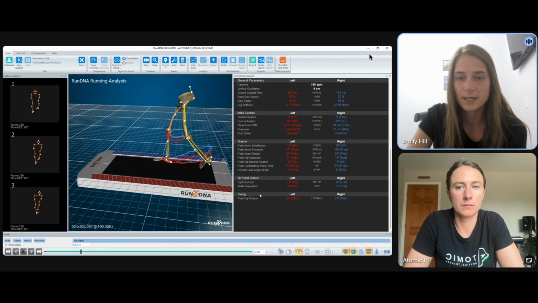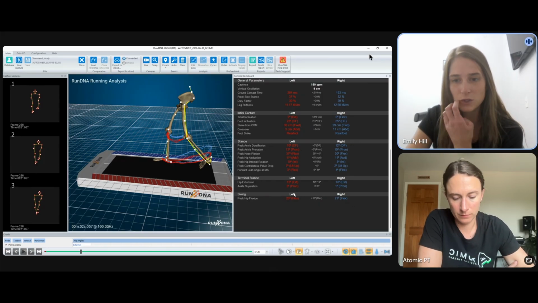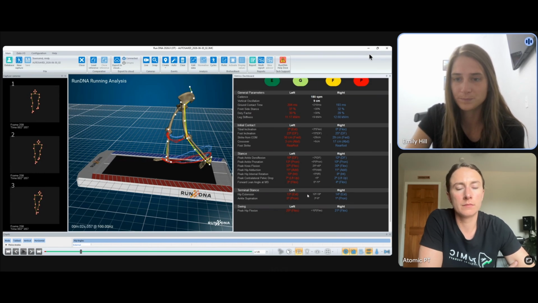And then lastly is our swing phase, and this just looks at hip flexion, but Andy looks pretty good here with getting more than 10 degrees on both the right and left side. So nothing that I'd be concerned about here. In terms of his swing, that looks good.